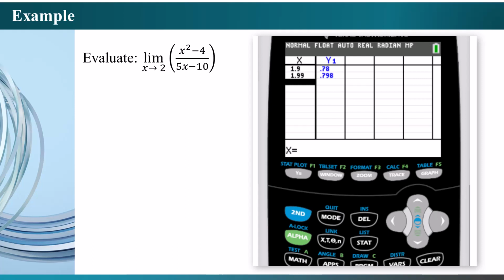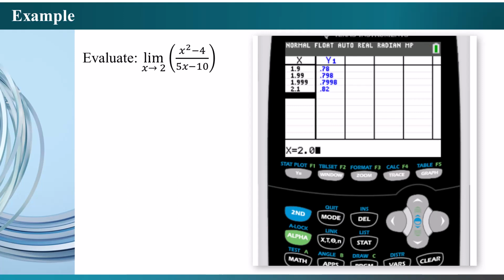1.999 gives me 0.7998. And we see that these numbers seem to be getting closer to 0.8. Now let's put in some values that are a little bit more than 2. How about 2.1, which gives us 0.82.